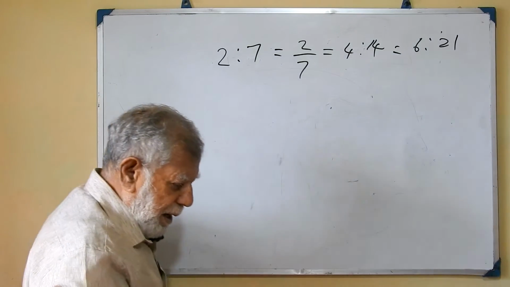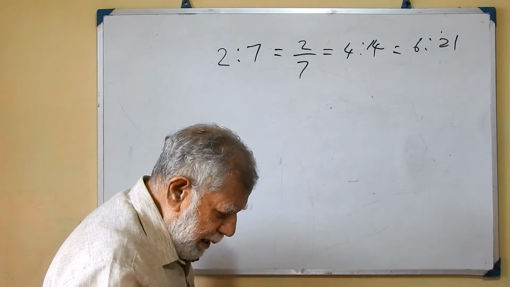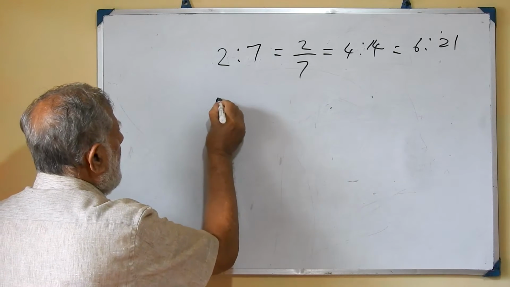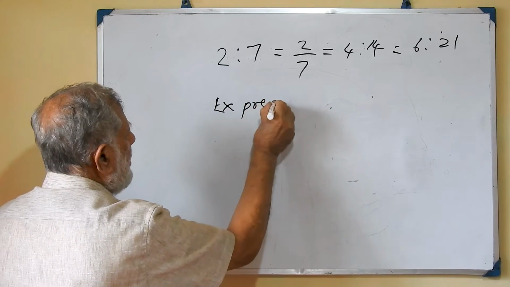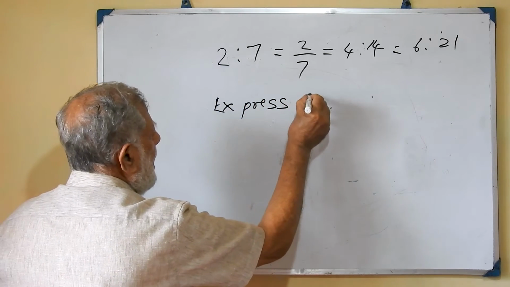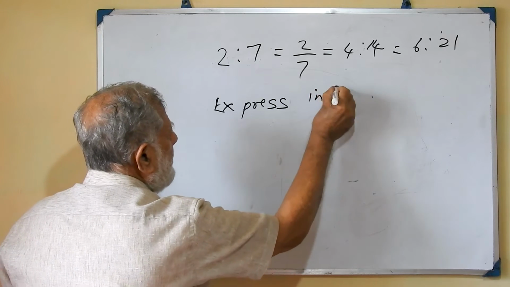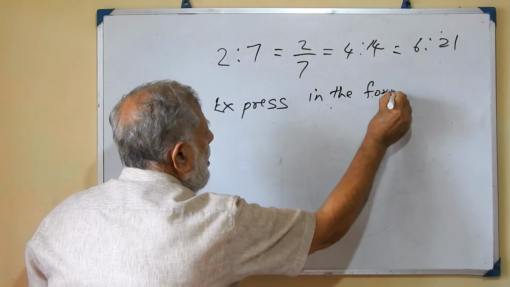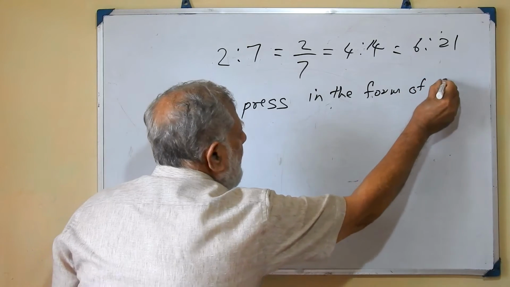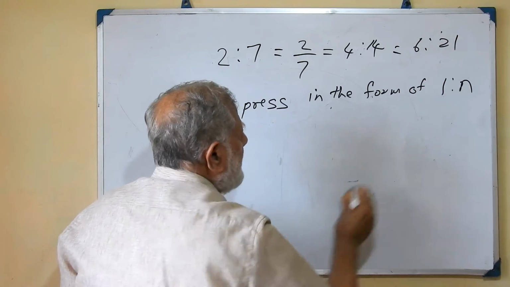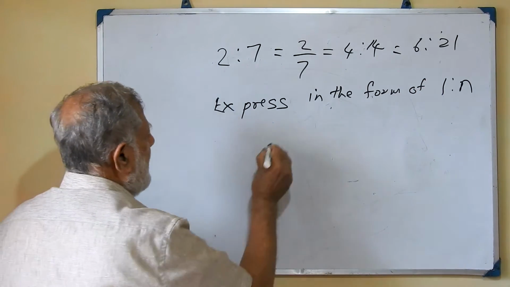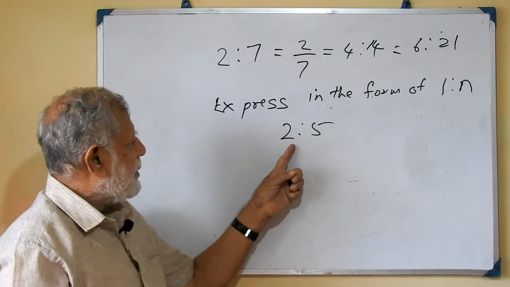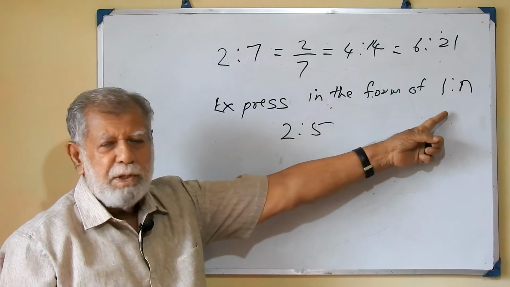Now supposing you are asked a question: express the ratio in the form of 1:n. We say we have the ratio 2:5. Now we have to express this ratio in the form of 1:n.